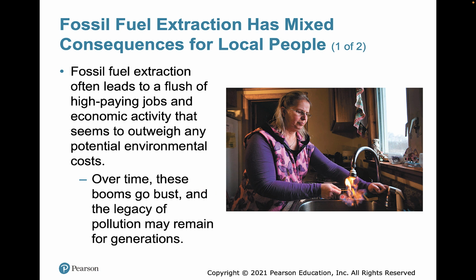So this is the idea of methane in the water. That's a match. That's a faucet, and her water is on fire. Like, that's not supposed to happen, okay?